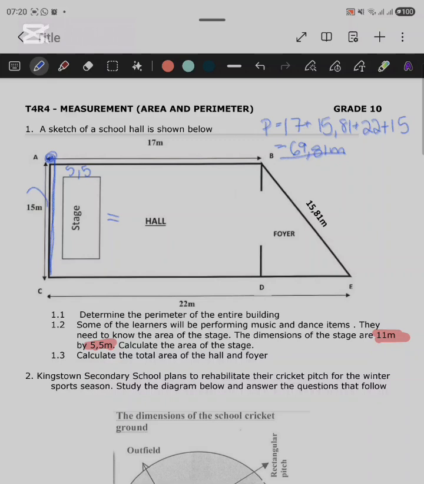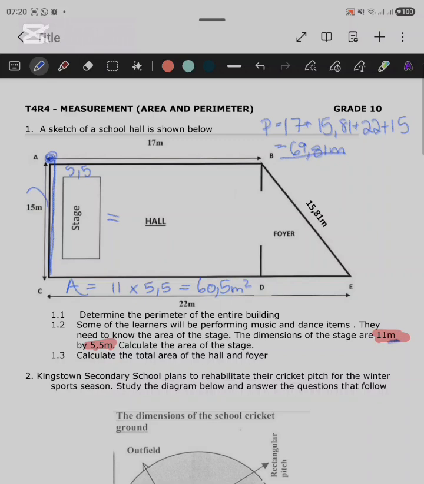So to have it there, and that's a rectangle, and you would be given the formula for a rectangle: length times breadth. So we're just going to say area is 11, which is our length, times our breadth, 5,5. Okay, and when we do that, 11 times 5,5, we get 60,5. And our unit should now be meters squared, because its units are meters and it's area, so we square the units.